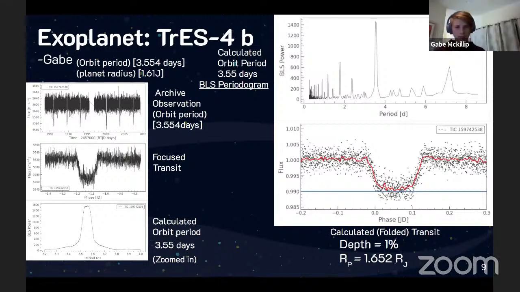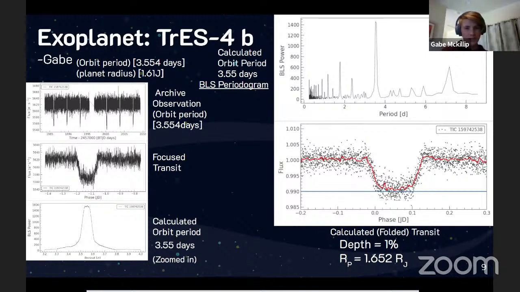Okay, that's all said and done. It's time to look at some exoplanets. So this one is called TRES-4 b. Basically, this first little graph on the left is the star's luminosity we observed, and every little spike is a transit. So what I did is I zoomed in on one of those spikes, and below it, that's what it looks like.